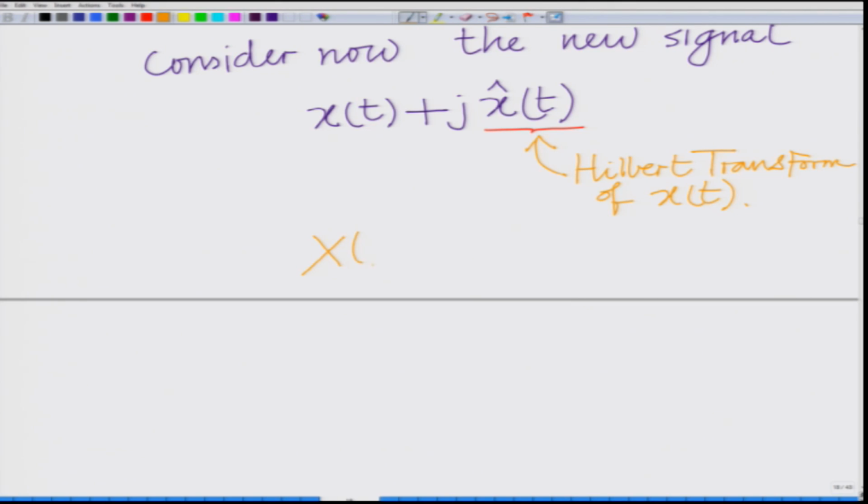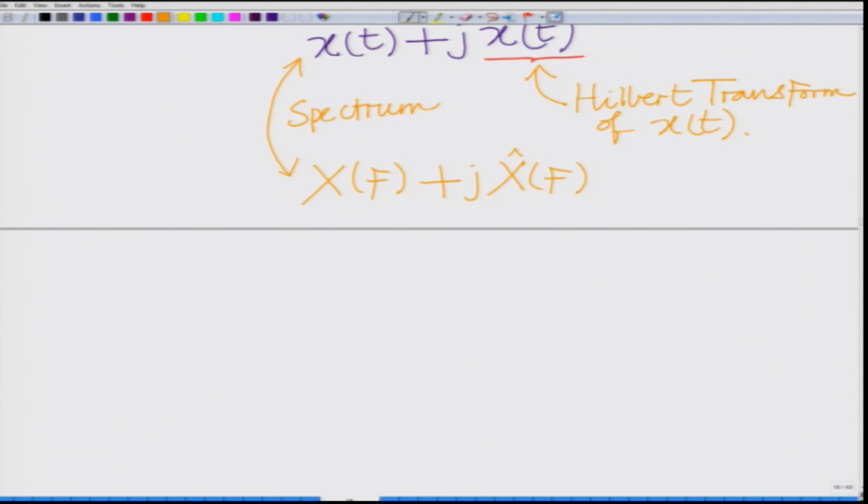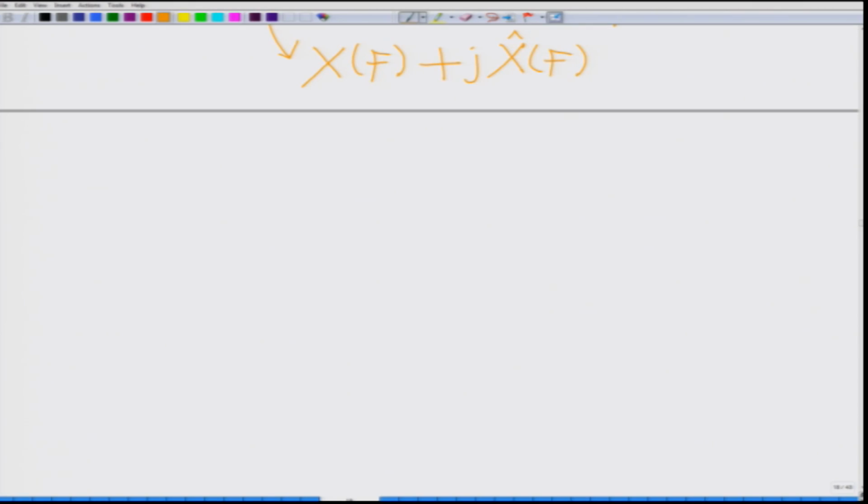Therefore, the spectrum, or Fourier transform, of this signal x(t) plus j x hat of t will be X(f) plus j X hat of f. We have already drawn X(f), that is the spectrum of x(t). Let us now see what is the spectrum X hat of f, and what is the spectrum of X(f) plus j X hat of f. To do that, first let us start with X hat of f.